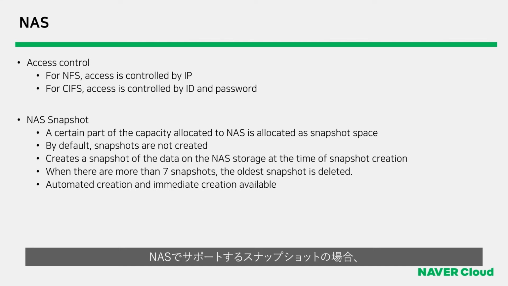For snapshots supported by NAS, the snapshots are stored within the created NAS volume. Because the basic settings are not configured with a snapshot setting, you need to perform a snapshot setting to use the snapshot feature. Up to 7 snapshots are stored. When there are more than 7 snapshots, the oldest snapshots are deleted. Snapshots can also be created immediately, and automatic snapshots can be set at regular times, every day, or every week.